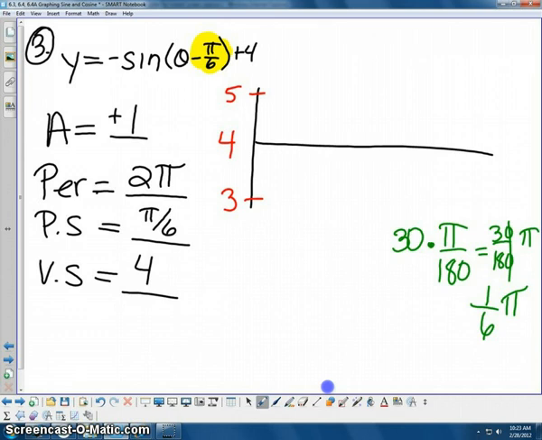So the fact that my period is 2 pi, let's deal with that. That means that I have to get a complete cycle, and pi over 6 is my starting point because that's my phase shift.